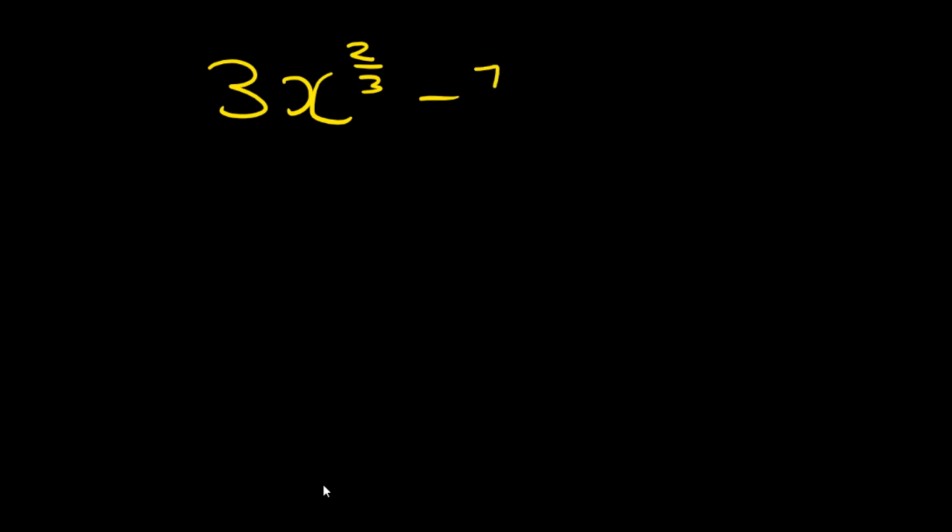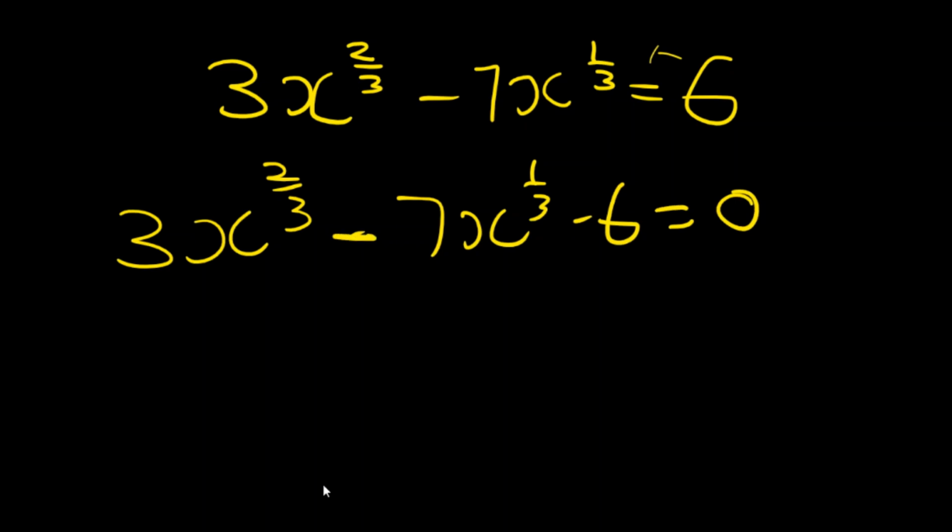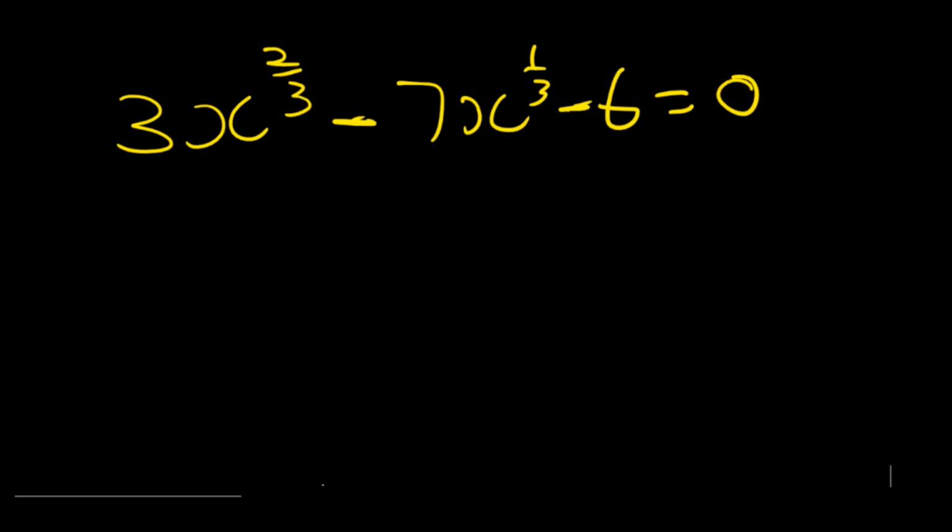Now let's do another problem. 3x to the power of 2 over 3 minus 7x to the power of 1 over 3 is equal to 6, right? So what you're going to do is take this 6 to the other side. You have 3x to the power of 2 over 3 minus 7x to the power of 1 over 3 minus 6 is equal to 0. So this is minus, right? And from this point, we're going to use the k method to solve this problem, right?